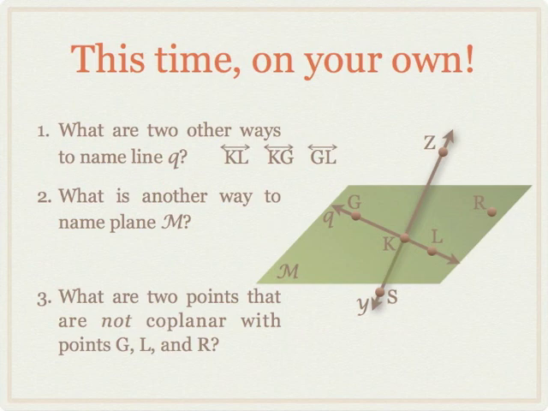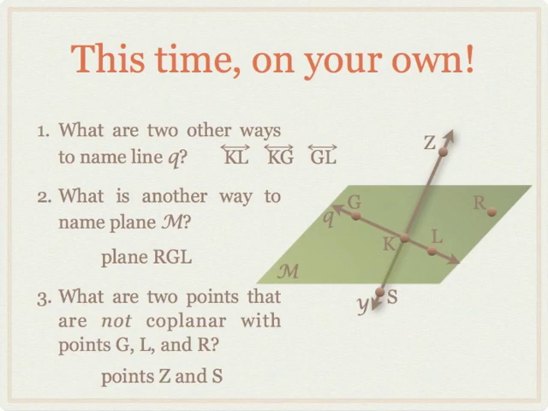For question number 2, plane RGL works just fine, but you could name the plane using any 3 non-collinear points. So plane RKL or plane GLR also work. And finally, points Z and S are points that are not coplanar with points G, L, and R. How did you do?